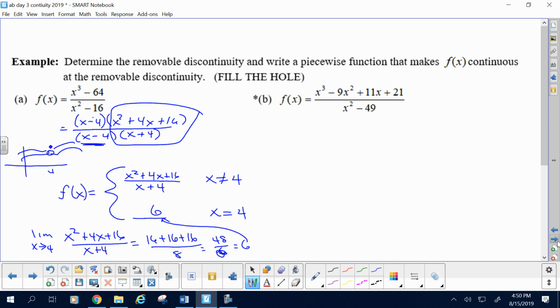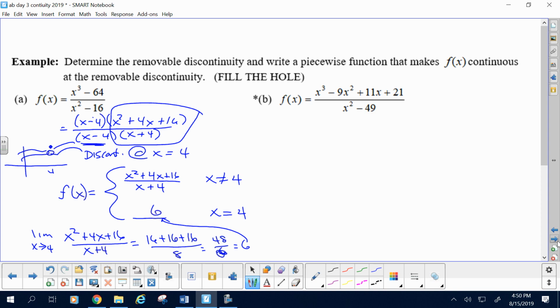That answers the question. Determine the removable discontinuity. There's a removable discontinuity. I guess I didn't answer that question. At x equals 4. And then we had a piecewise function that makes it continuous at the removable. That's the second part of my answer. All right? All right. Try this one.